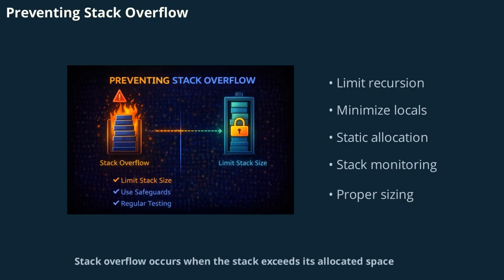Stack overflow occurs when the stack exceeds its allocated space, potentially causing system crashes or unpredictable behavior. In embedded systems, preventing stack overflow involves limiting recursion, minimizing local variable usage, and using static allocation for large buffers. Implementing stack monitoring and sizing the stack based on worst-case scenarios are also important. By proactively managing stack usage, you can avoid hard-to-diagnose bugs and ensure system stability.